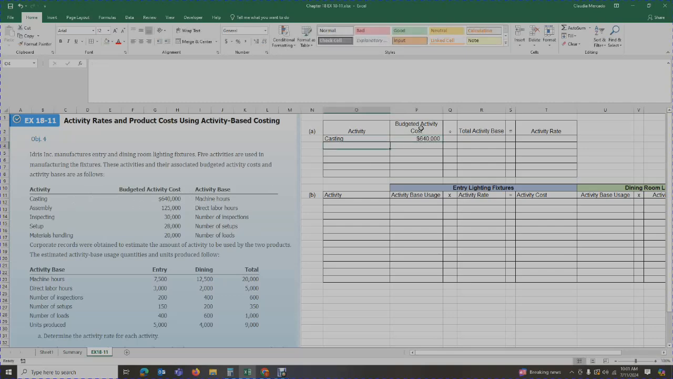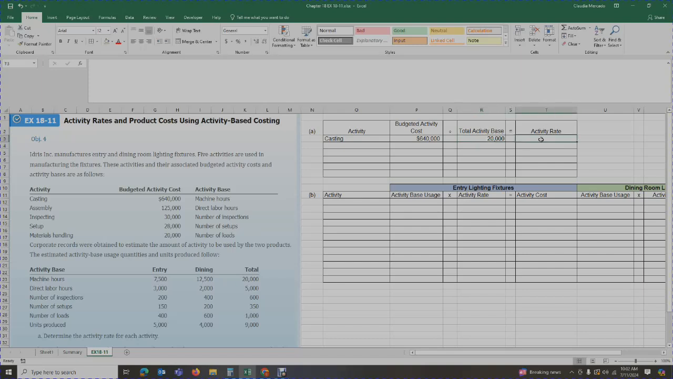We're going to divide the budgeted activity cost by the total activity base. My activity base is machine hours. How many machine hours are we anticipating using for the casting activity? We've got a total of 20,000 machine hours that we are anticipating using. So we're spending $640,000 to be able to use 20,000 machine hours.